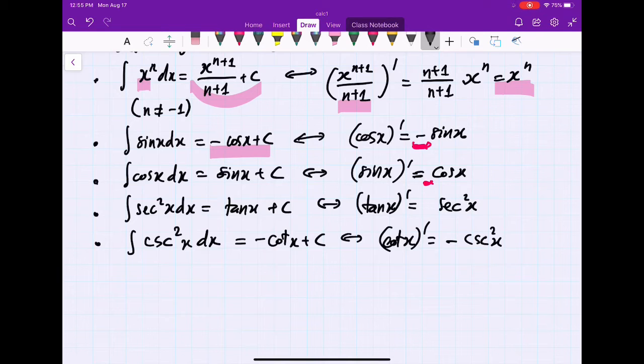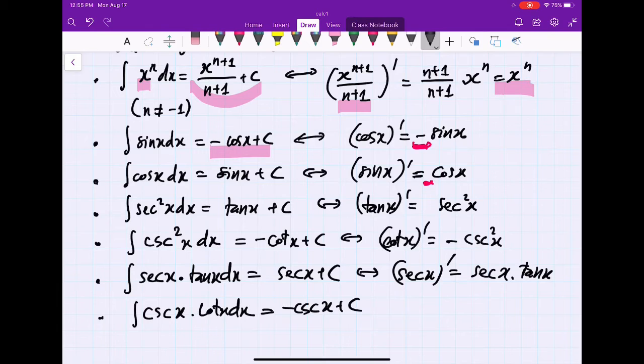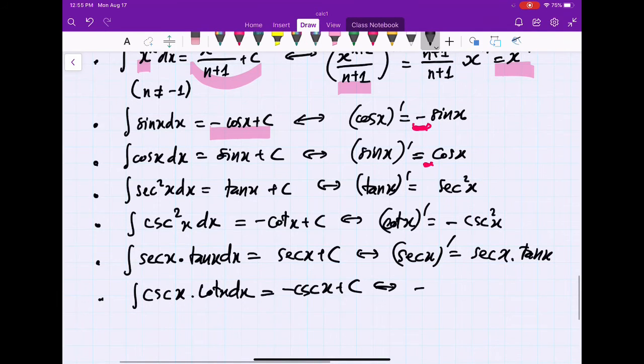And for the last ones, you might have the following formulas. I can write the integral of secant of x times tangent x dx is secant x plus c, because the derivative of secant is secant x times tangent x. And the last one is cosecant x times cotangent x. The integral is negative cosecant x plus c, because the derivative of cosecant x is negative cosecant x times cotangent of x.